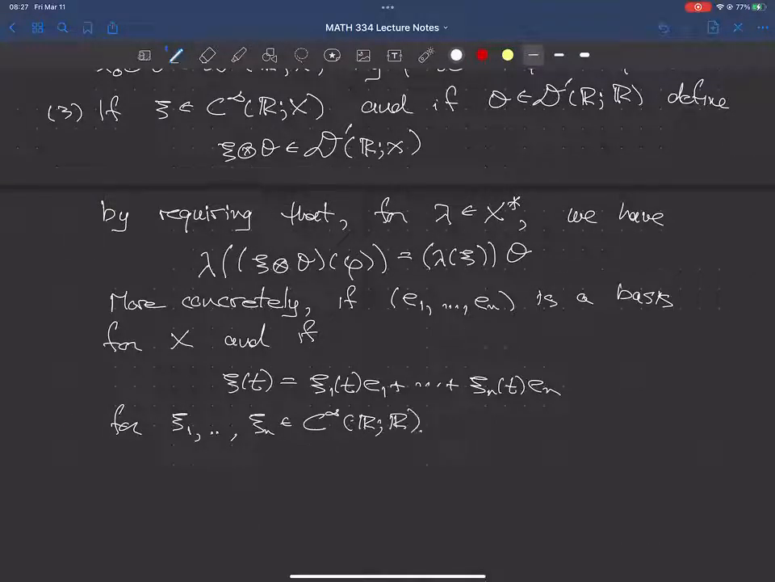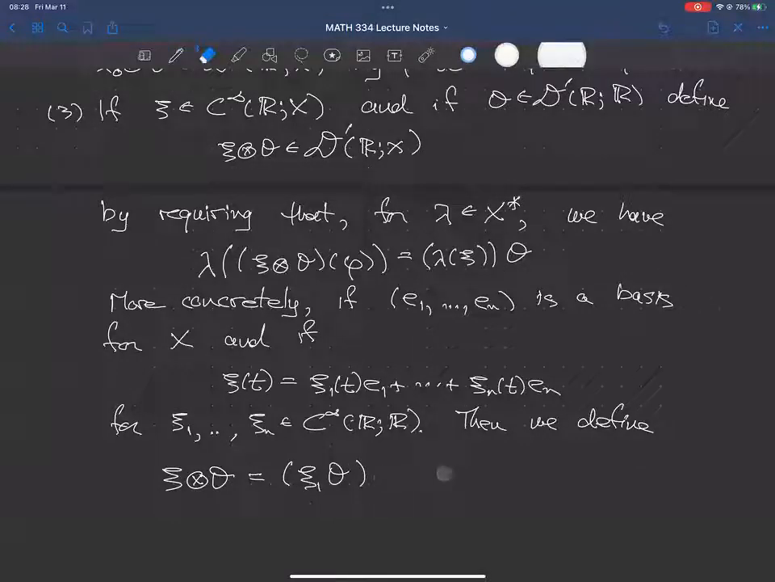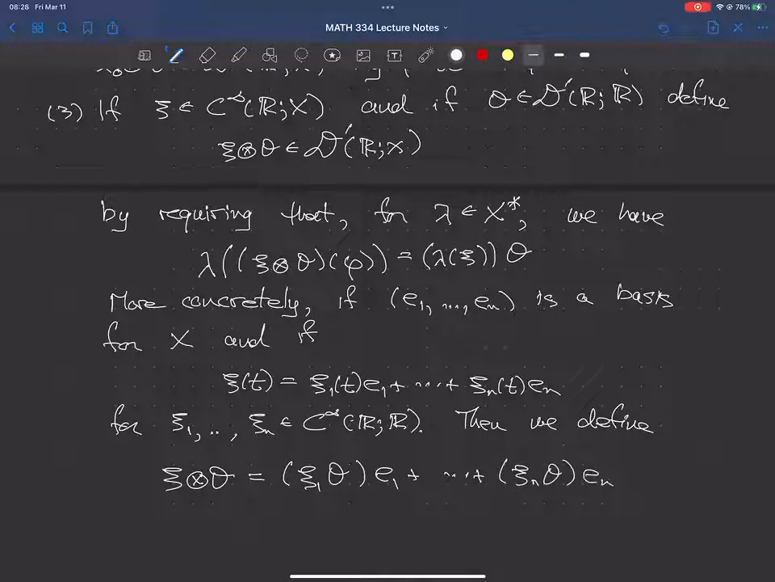Okay, and so then we define c tensor theta to be c1 theta e1 plus ... plus cn theta en.